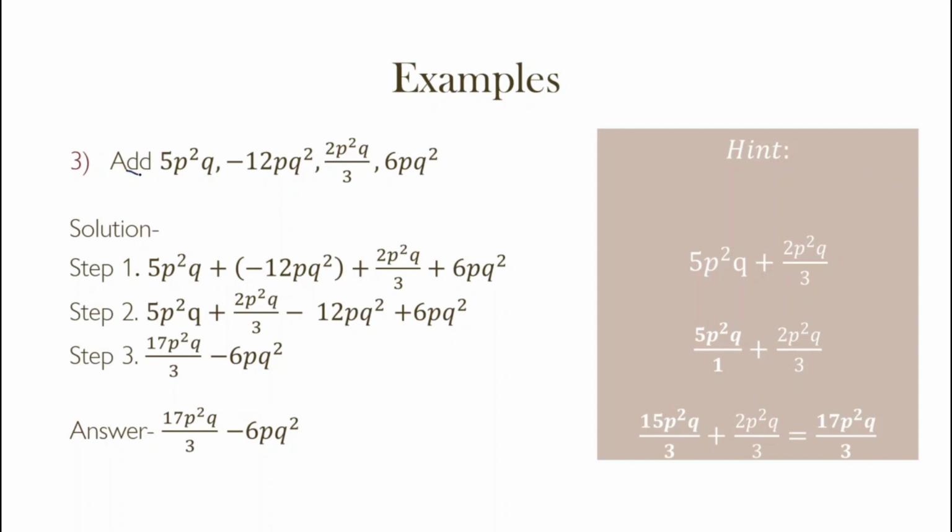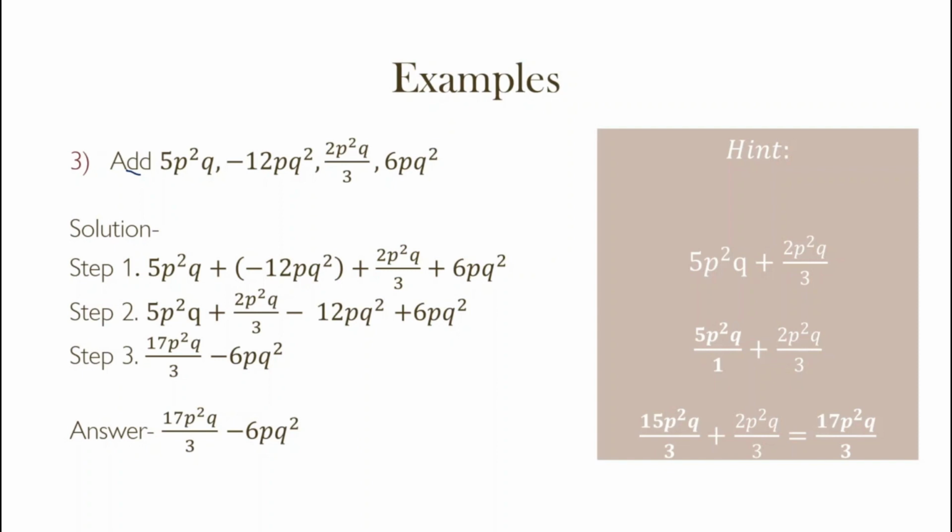Since we have to add, instead of the commas, we'll be writing the addition sign. Please remember, we can't write two signs together. Like 5pq² needs to be added to minus 12pq². So I cannot directly write plus and minus together. I need to insert a bracket between the two signs to separate them. Now, so plus bracketed minus 12pq² plus 2p²q over 3 plus 6pq².